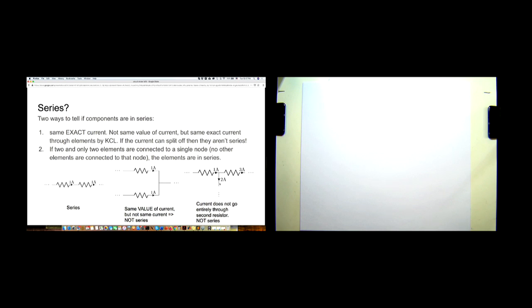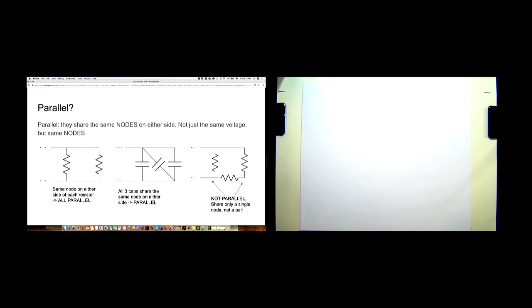All right? Now, regarding parallel, parallel elements are elements that share exactly the same nodes on both sides. Not the same voltage value, but the same physical nodes on both sides. So, in the first 2 examples that we have over here, you have the same nodes on both sides of each resistor, so they're in parallel. The capacitors, even though they're drawn a bit funkily, also have the same property, so they're in parallel as well. But here, we don't have these resistors connected in parallel, since we have another element here, so they just share one node, not a pair of nodes, right?